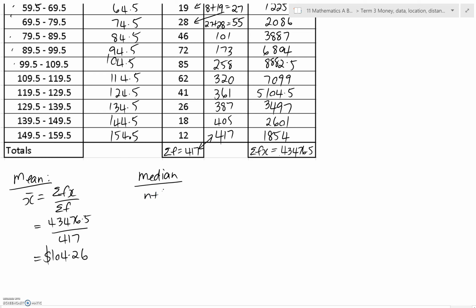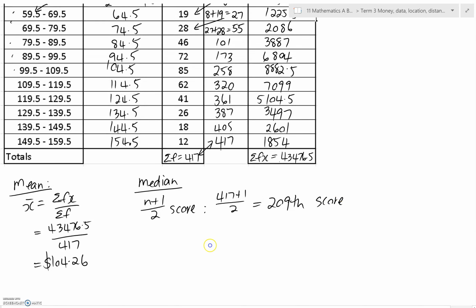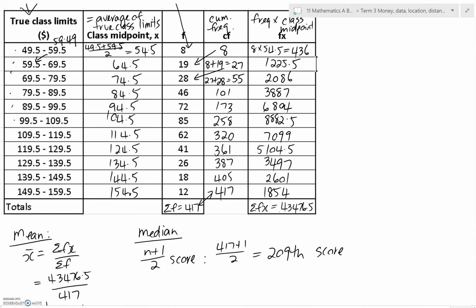Our median. Now, the formula is still exactly the same as it was, nothing's changed there. So it's an n plus 1 over 2 score. We've got 417 scores so far, so that means it's going to be the 209th score. Now, we need to go up and look at our cumulative frequency column and see where 209 falls.